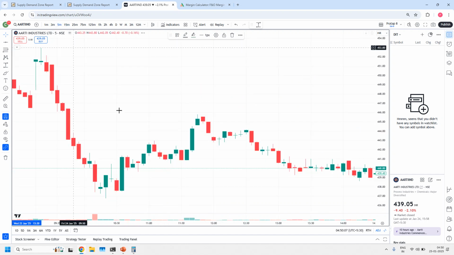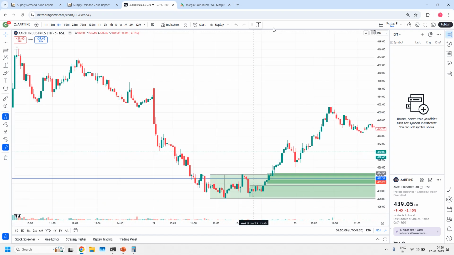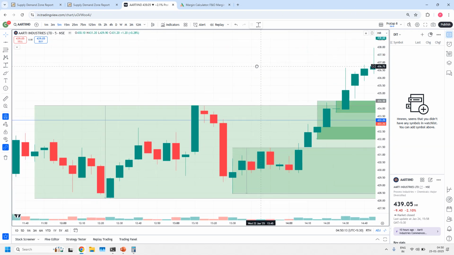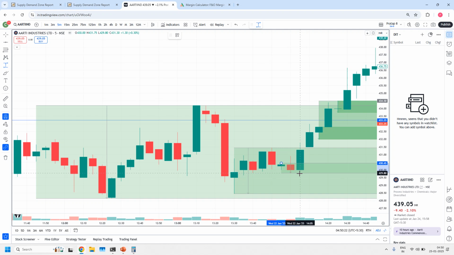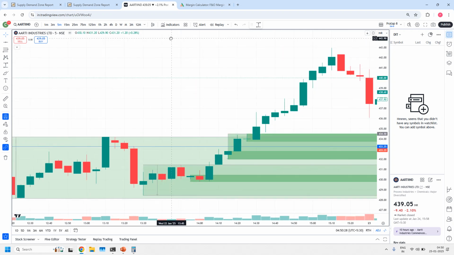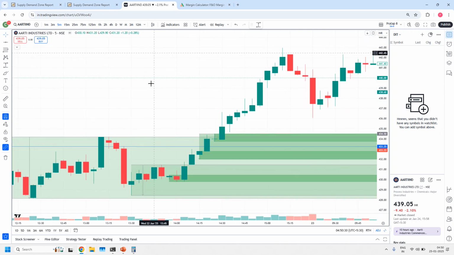Now go to the 5 minutes time frame. Is it having any order flow, proper order flow? Yes. We have a drop, you have a base, and you have a rally. See here. You have a drop base rally, and a follow through candle is there.